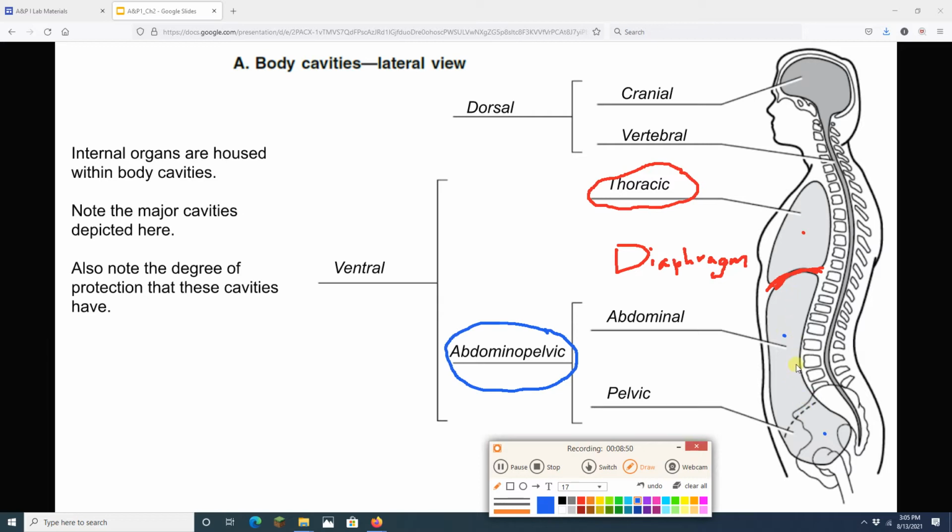Now, what do you think? Is this ventral cavity as well protected as the dorsal cavity? No, it's not. The ventral cavity is not as well protected. It doesn't have as much bone around it. Now, of the two chunks, thoracic versus abdominal pelvic, which do you think is better protected? Definitely thoracic. It's got the rib cage, it's got the sternum, it's got a lot of good musculature. The abdominal pelvic cavity has less protection, especially the abdominal cavity.